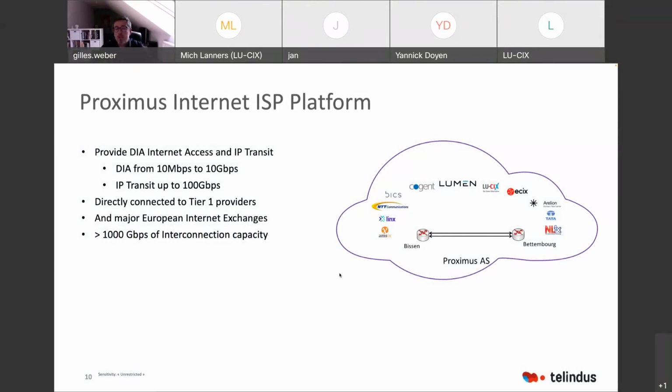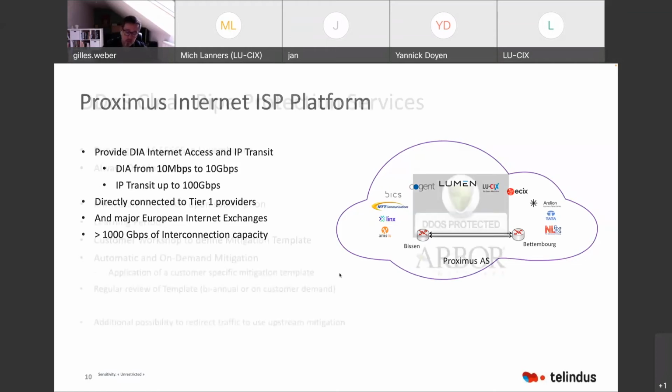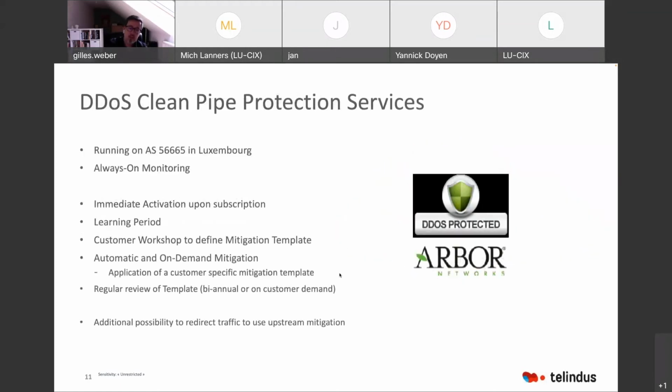As you can see in this slide, we are connected to a number of tier 1 providers to connect yourself to the global internet. And we have quite a huge capacity on our infrastructure today. To protect this infrastructure and to protect our customers, we have introduced the DDoS clean pipe protection services, which are running on our AS system, and which is an always-on monitoring solution.